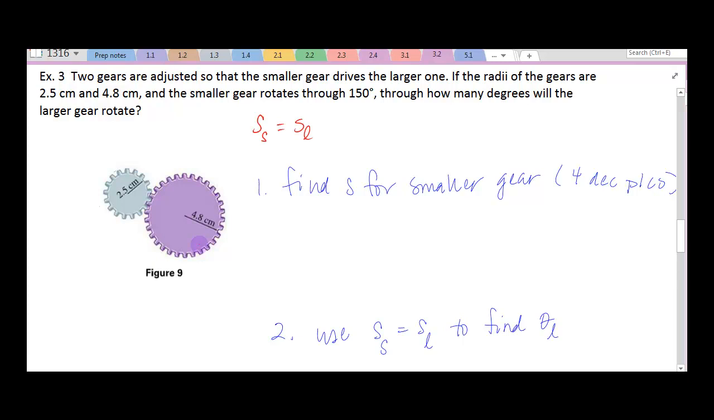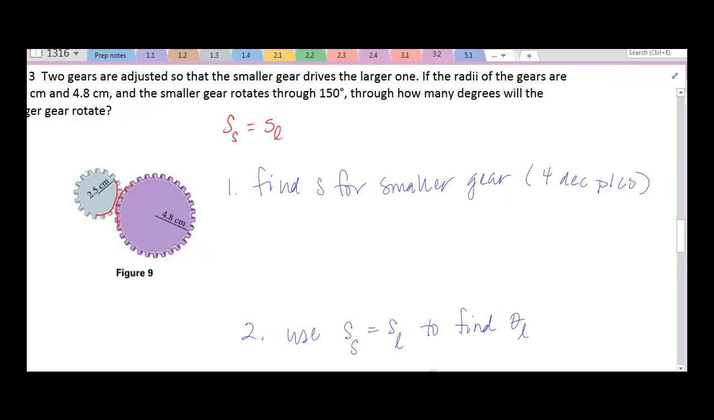So this is all dealing with our idea of arc length. Remember that if my smaller gear rotates here, then the amount it's rotating is going to be touching the larger gear. So the length in which they contact is going to be the same. The distance that they're touching is going to be equal, or their arc lengths are going to be equal. So I'm representing that as the arc length of the smaller gear would be equal to the arc length of the bigger gear.